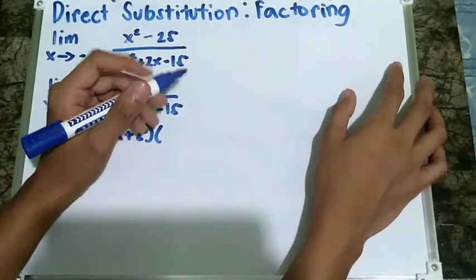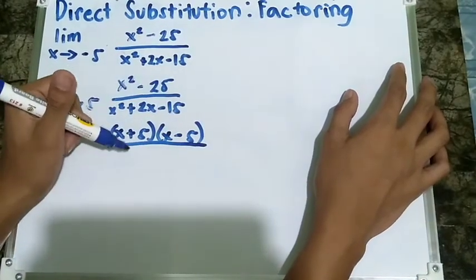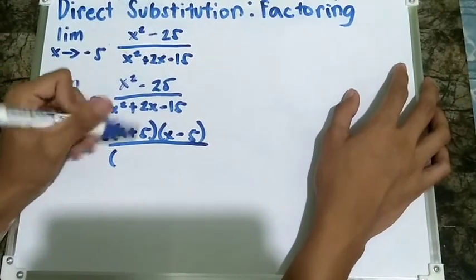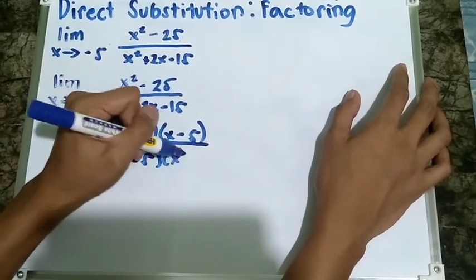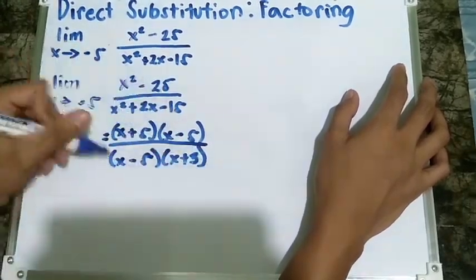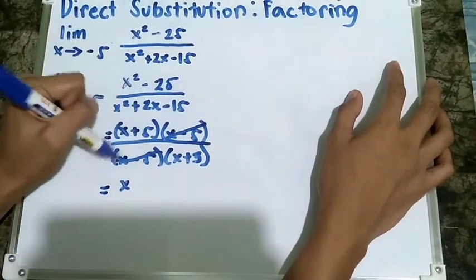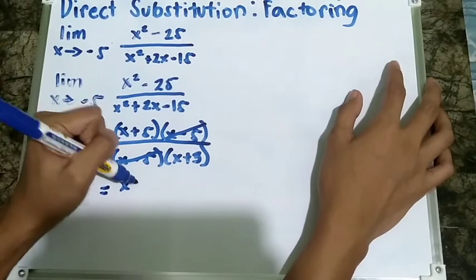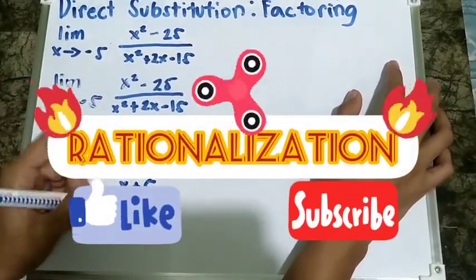Cancel x minus 5 since it is the same value. So the remaining is x plus 5 over x plus 3. Then we will apply direct substitution: negative 5 plus 5 over negative 5 plus 3. So the limit of the function is 0. Rationalization.